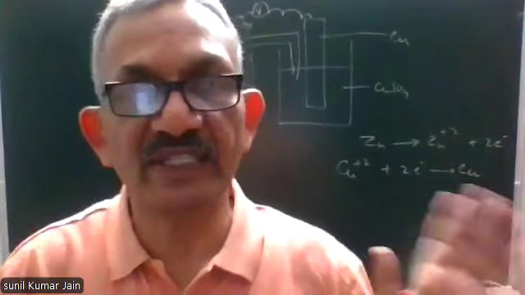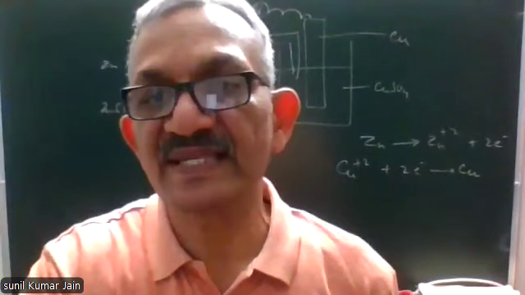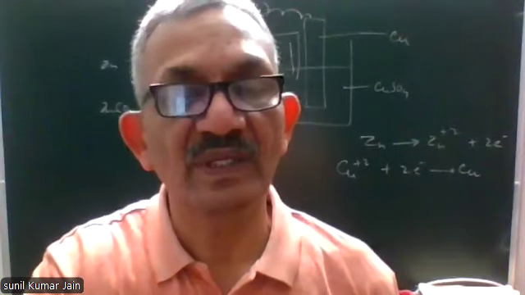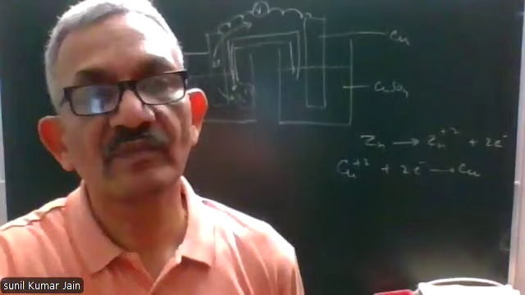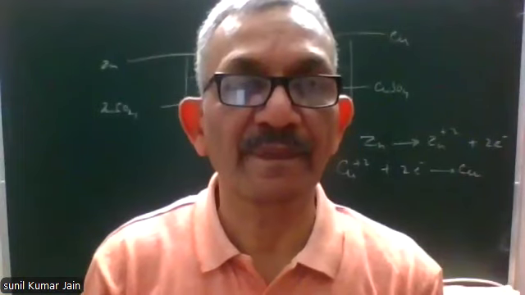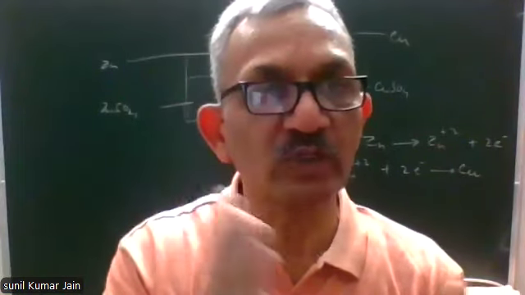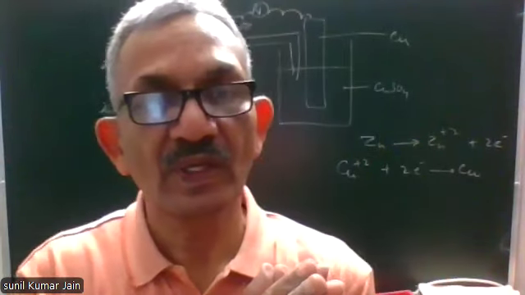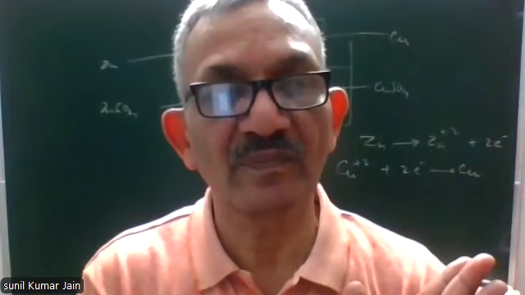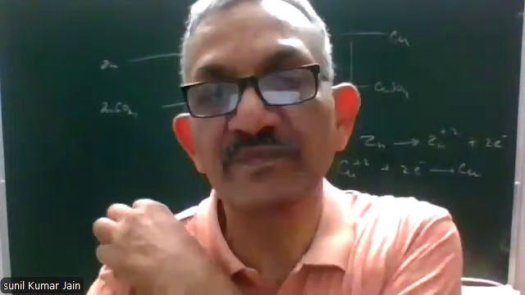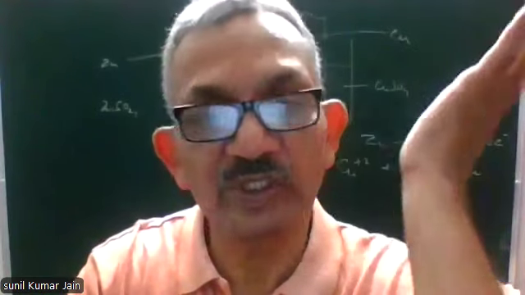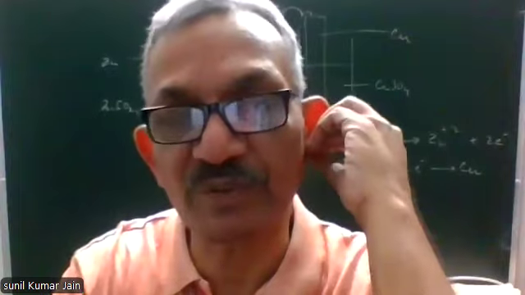Since reduction takes place in this vessel, this is called the cathodic half cell, or cathode, or right half cell. You should be able to understand from any one of these terms used.